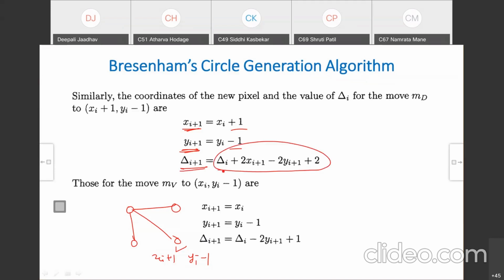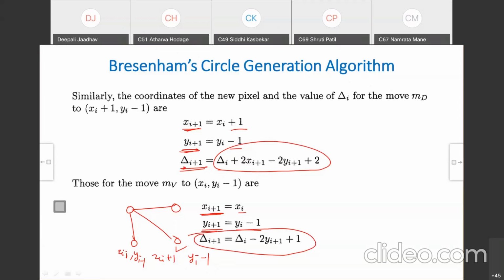equation after simplification. And if vertically chosen, in that case what happens? x remains as it is and y decreases by 1. So the next x value is as it is, xi, and the next y value is yi minus 1. So using again the same equation as we have seen in the previous slides, after simplification, what is delta i plus 1? This one.